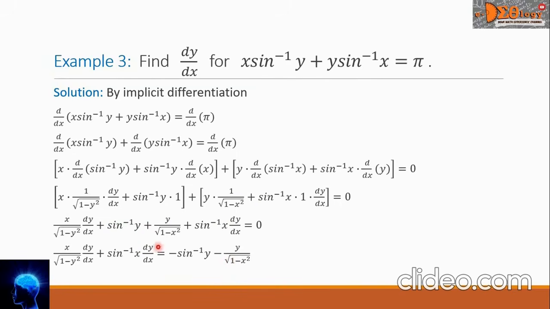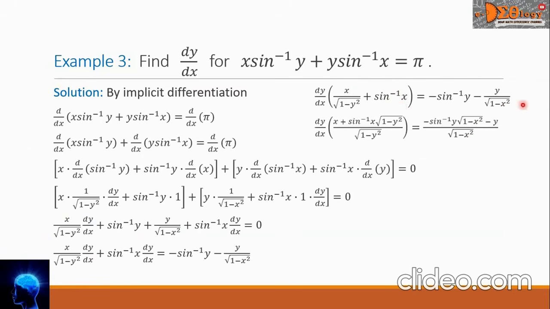Now, the dy over dx is common to the terms on the left side. We're going to factor out the dy over dx. So we have the next step to be like this. For our next step, we're going to combine these two terms into one single fraction. We will do the same on the right side. So it will be like this now.